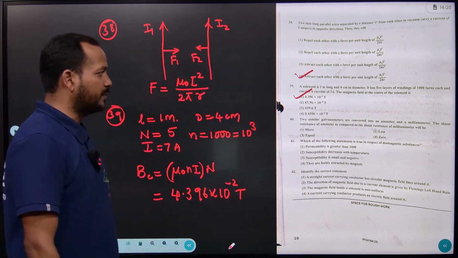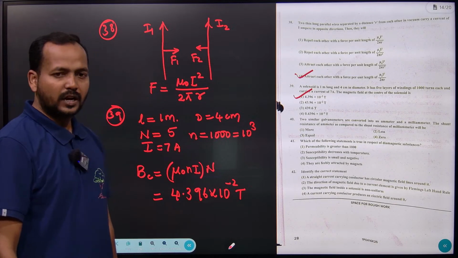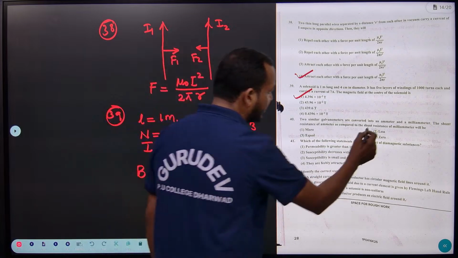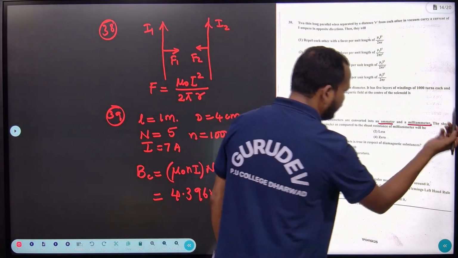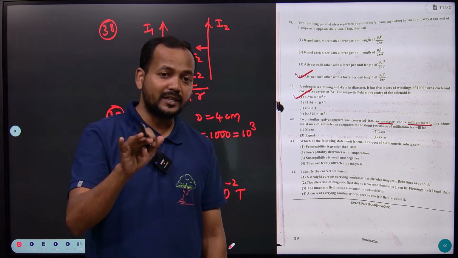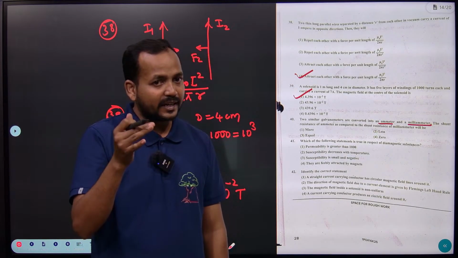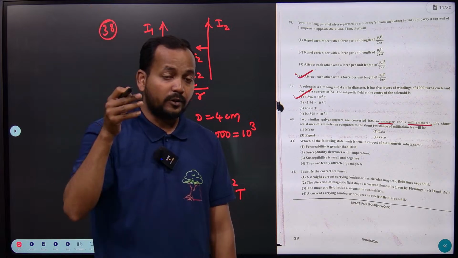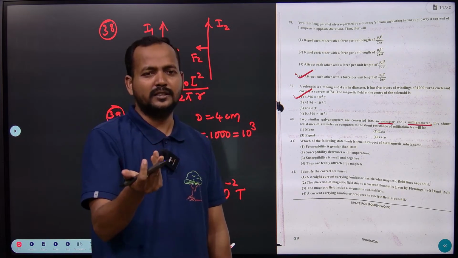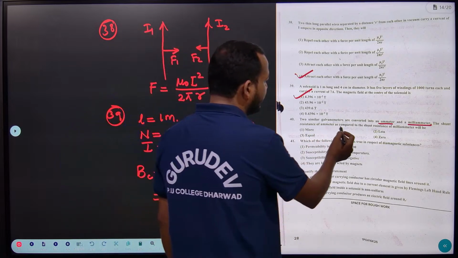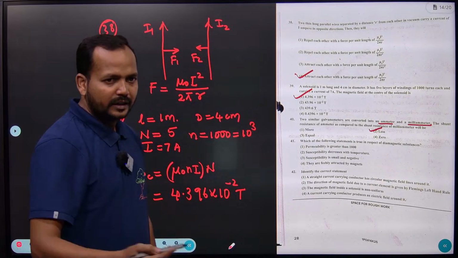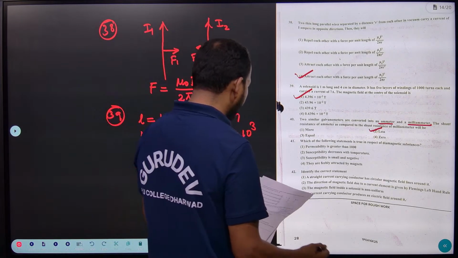And 40th question: two similar galvanometers are converted into an ammeter and a milliammeter. First one is converted as an ammeter and second one is a milliammeter. Just observe that the ammeter will measure more current, the milliammeter will measure less current. To measure less current, resistance should be high. For more current, resistance should be less. Only based on the statement you can judge that the resistance of the ammeter as compared to the milliammeter will be less.